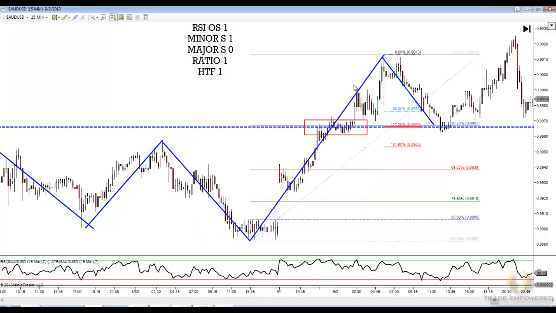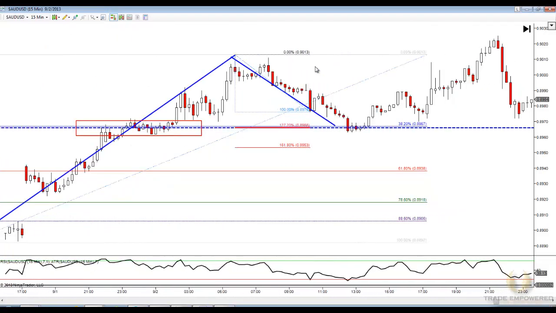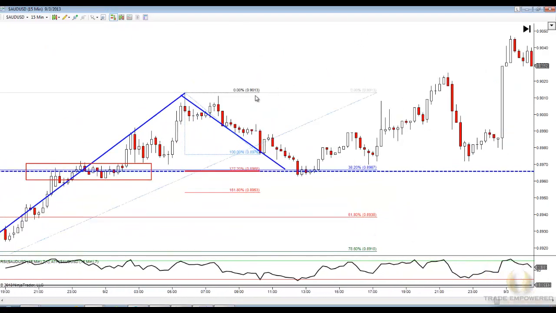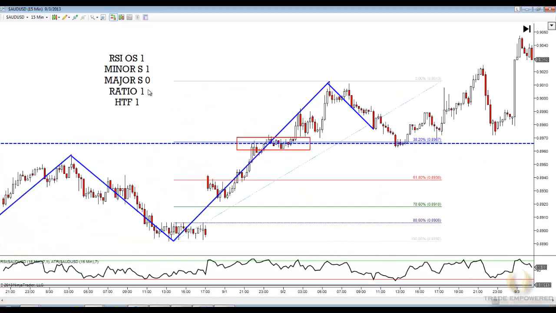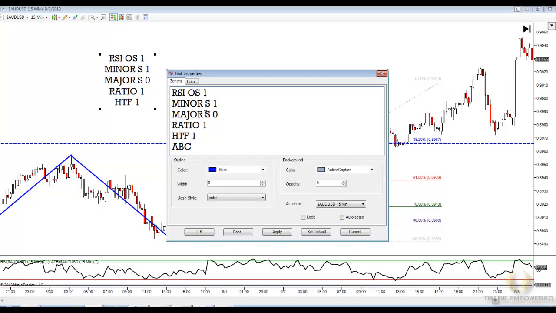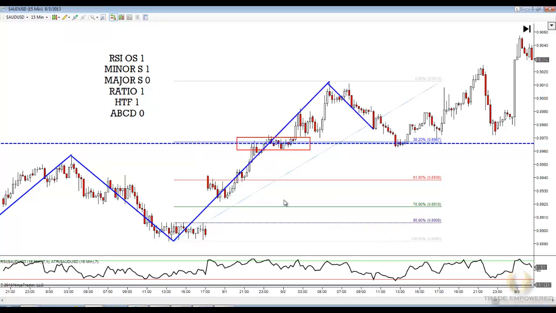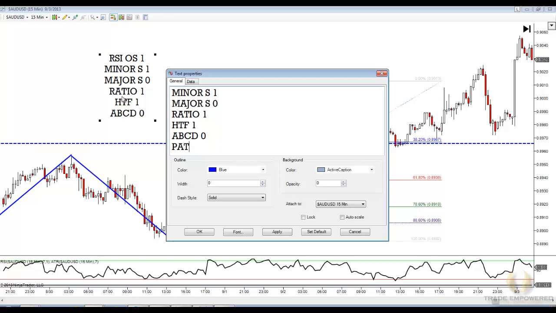Do we have an ABCD pattern completion? Doesn't look like it, but we can draw one in. If we look at this minor move right here, let's take an A to B, copy and paste it. Would we have an ABCD pattern completion like this? Nope, we're a little short of that. So no points for ABCD pattern completion. Zero. Do we have an advanced pattern completion? We do not. So advanced pattern, 0 points.